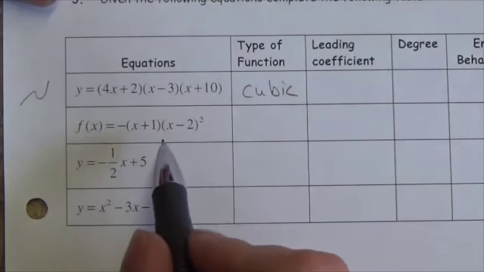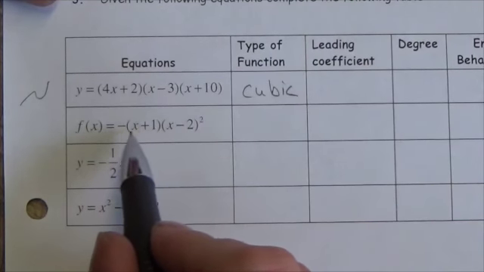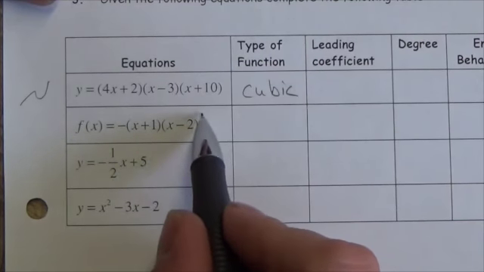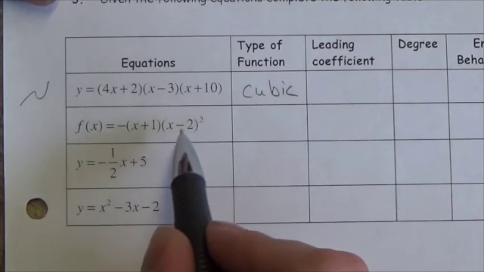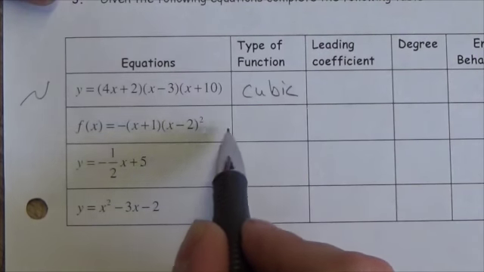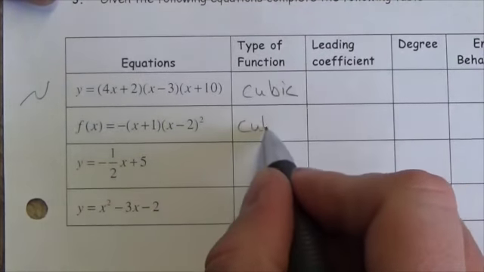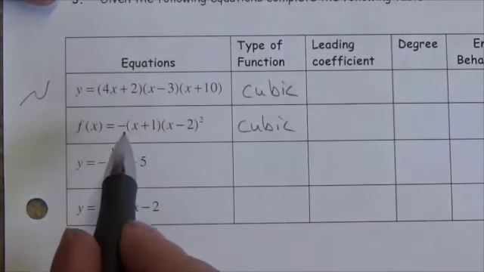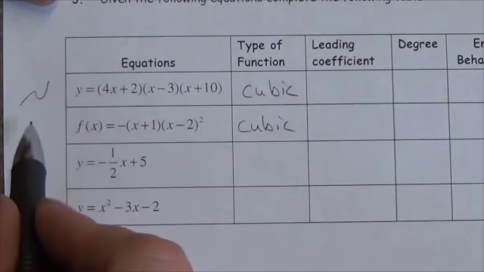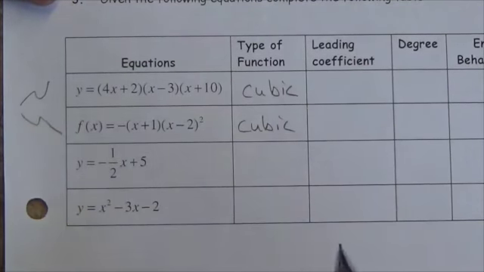This one over here, I've got 2 linear factors, but this one shows up twice. This is like having x plus 1, x minus 2, x minus 2. So it's still cubic. There's still a degree 3 here. But in this case, there is a negative in front, meaning this one's going to drop down. So it's going to look something like that.